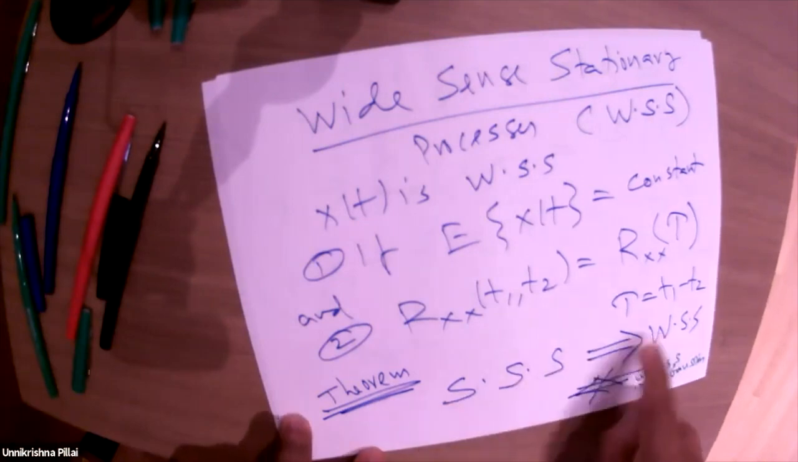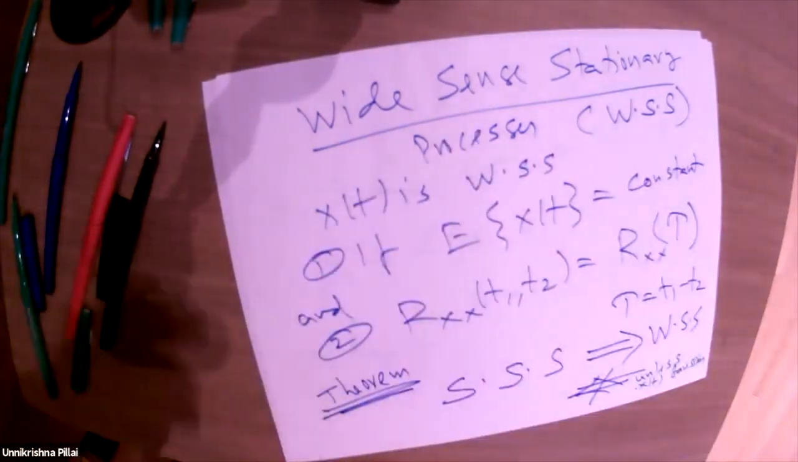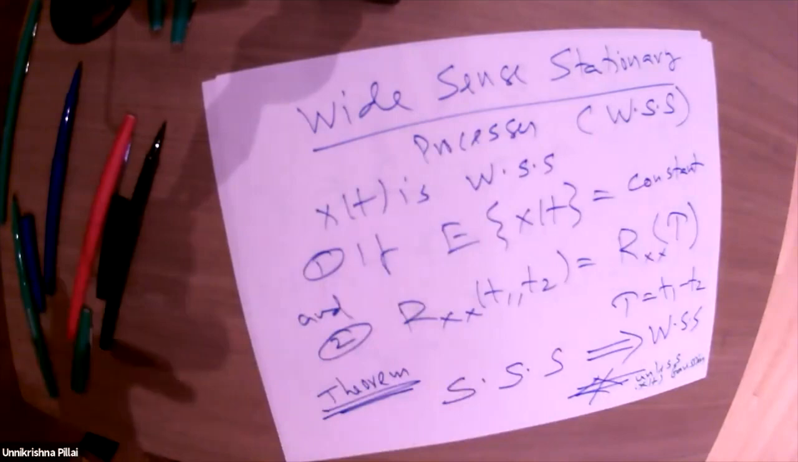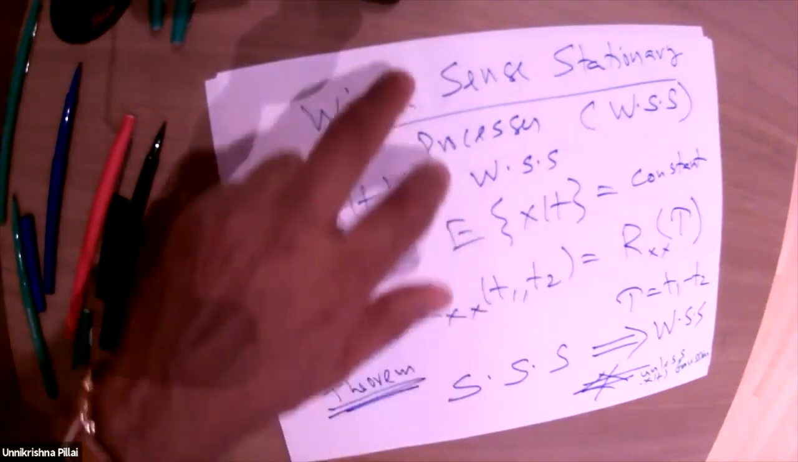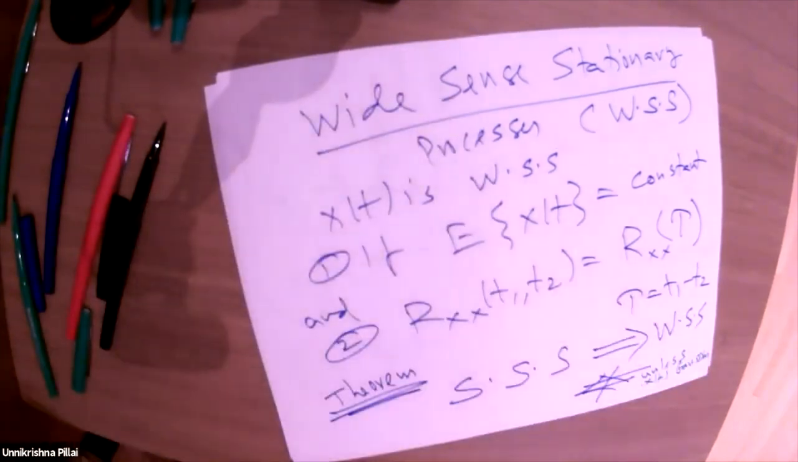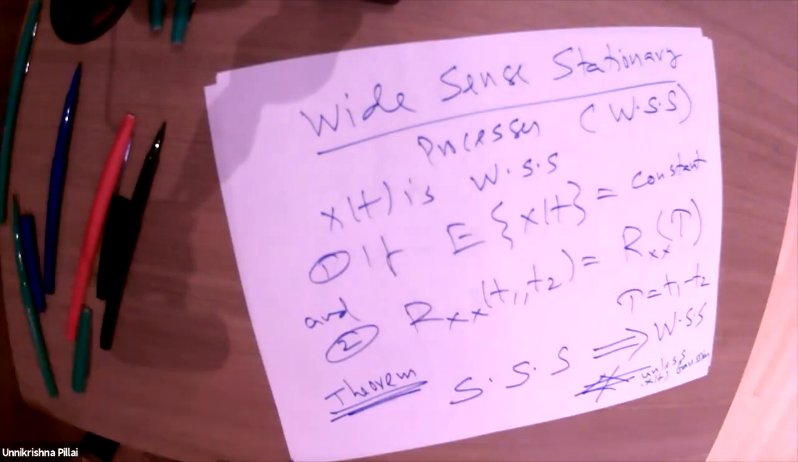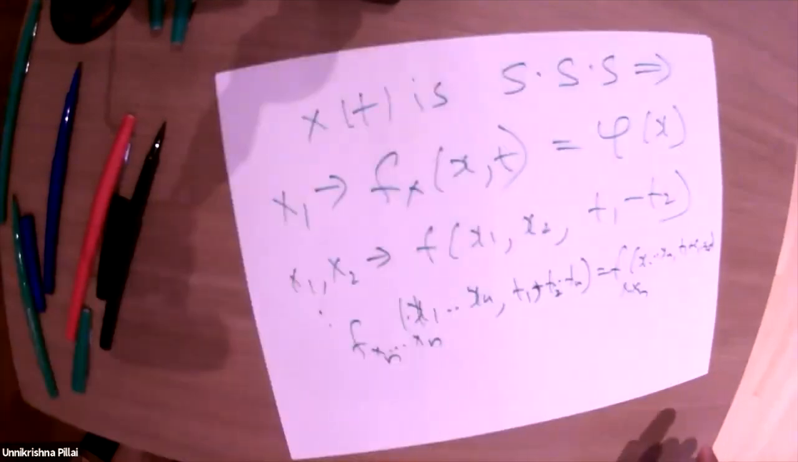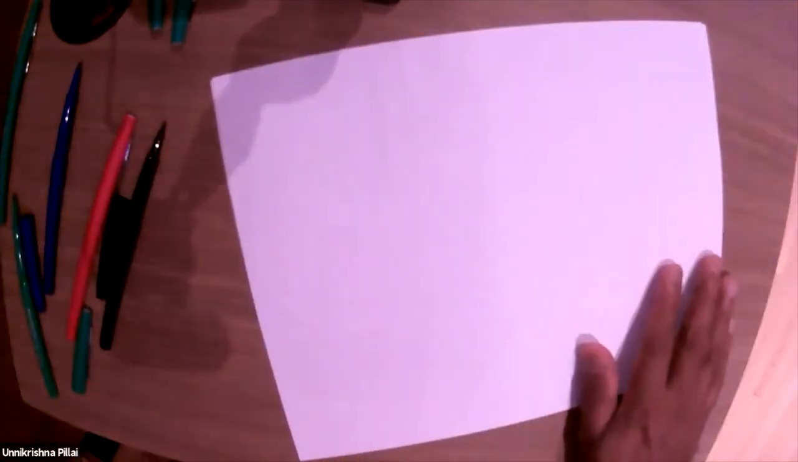So the theorem goes this way. Strict sense stationarity implies wide sense stationarity, because once a process is strict sense stationary, the first order density function is independent of t. That gives you the first property. The second order density function only depends on t1 minus t2. That gives you the second property. Those are the basic definitions for wide sense stationarity. And wide sense stationarity, which is just the two properties, tells you nothing about the density function in general, unless it is a Gaussian process. So let me start to show what a Gaussian process is. That's a good place to stop.